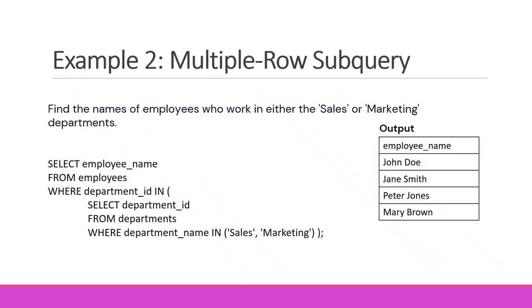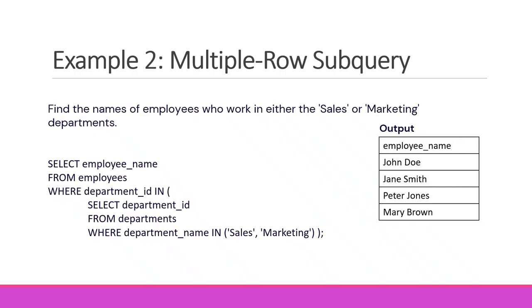Let's see an example for multi-row subqueries with the same tables, employees and departments. Here we are going to find the names of the employees who work in either the sales or marketing department. Here we have a query: select employee name from employees where department ID in (select department ID from departments where department name in ('sales', 'marketing')).